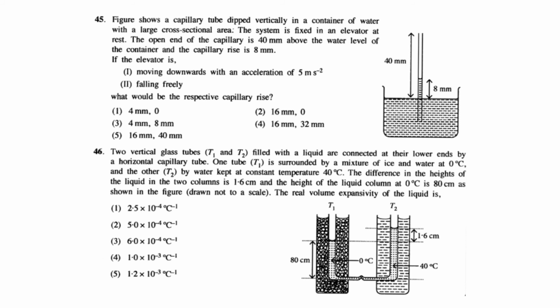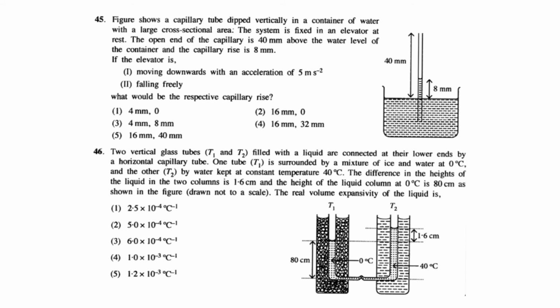We know the liquid pressure at the same level of the same liquid is equal. We use this concept to solve the problem. We consider that the atmospheric pressure is pi and the height of the liquid column at T1 is H1 and the density of the liquid in T1 is ρ1, and for T2 the height is H2 and the density of the liquid is ρ2, and the temperature difference is 40 minus 0. Gamma is the real volume expansivity of the liquid.